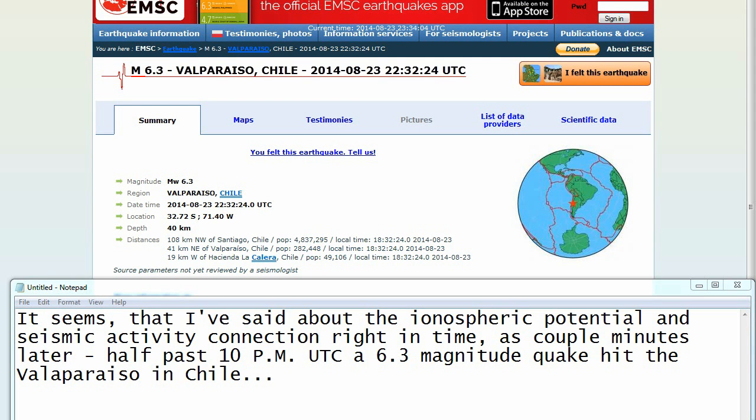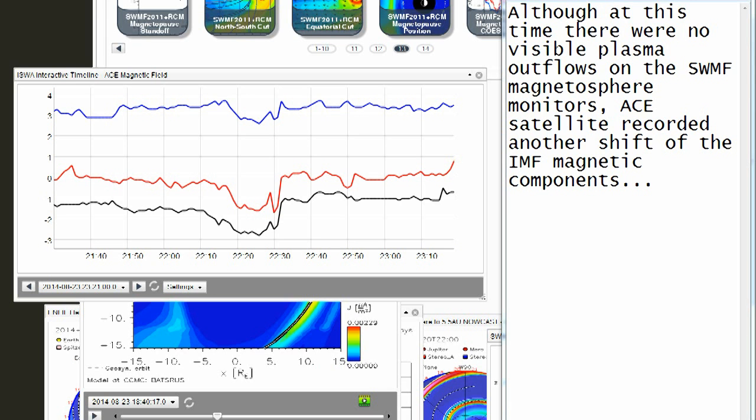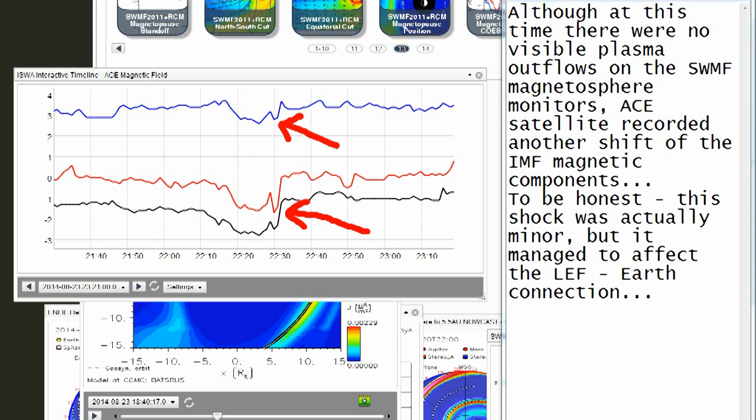It seems that I've said about the ionospheric potential and seismic activity connection right in time, as couple minutes later, 10:30 p.m. UTC, a 6.3 magnitude quake hit the Valparaiso in Chile. Although at this time there were no visible plasma outflows on the SWMF magnetosphere monitors, ACE satellite recorded another shift of the IMF magnetic components. To be honest, this shock was actually minor, but it managed to affect the low energy field Earth connection.